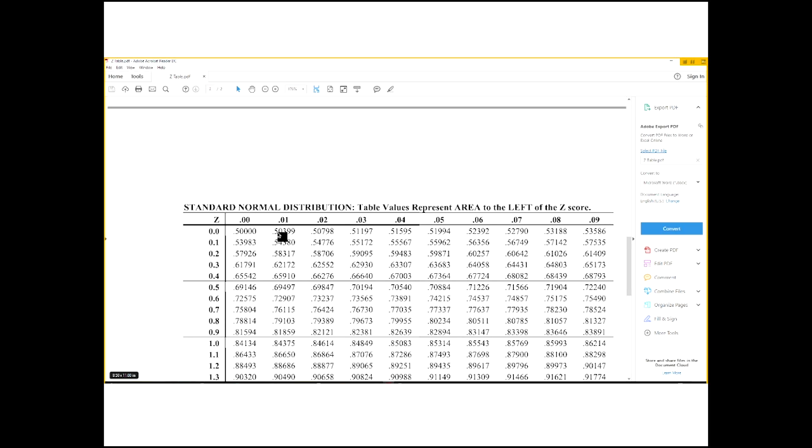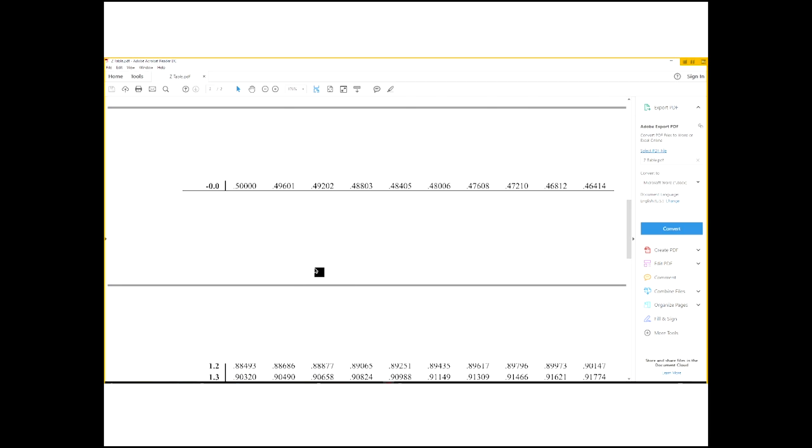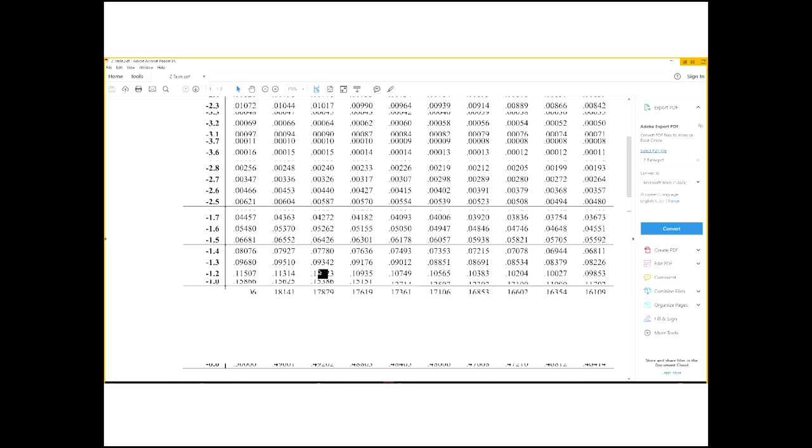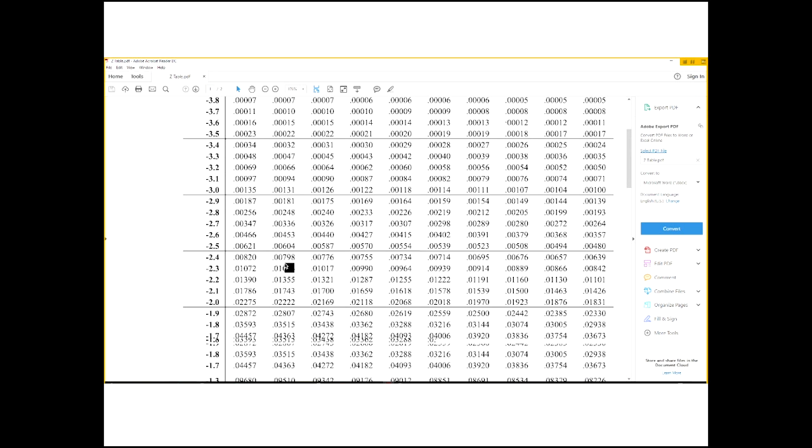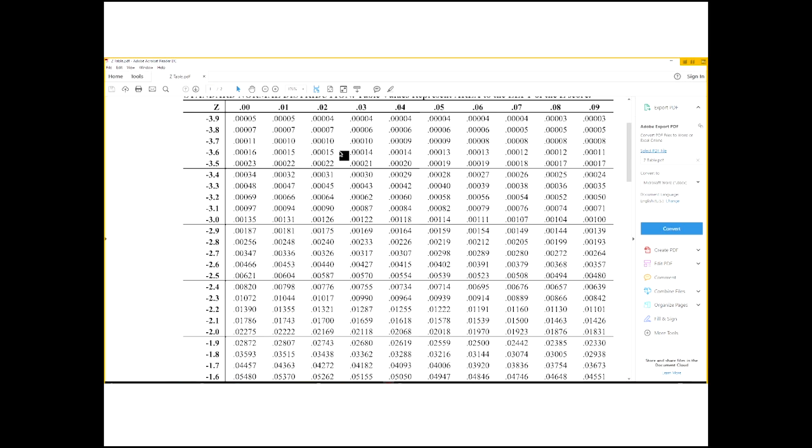Like if I wanted 1.01, I would go to 1.0, and I'd come over here, and I get my 0.1. All right. If I was looking for 1.43 or negative something, I would come up here. Let's say I'm looking for negative 3.68. Well, then I'd go and I'd find negative 3.6, and then I'd go over and I'd find the 0.08, because that's that hundredth spot, negative 3.68.